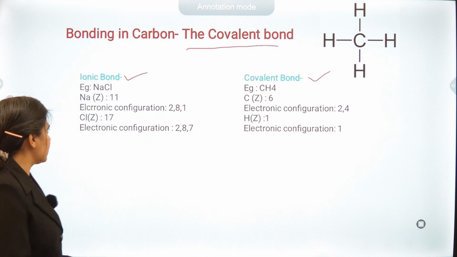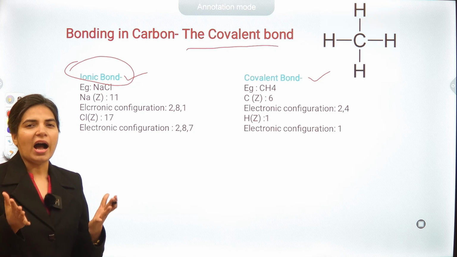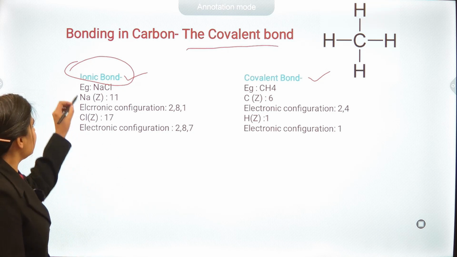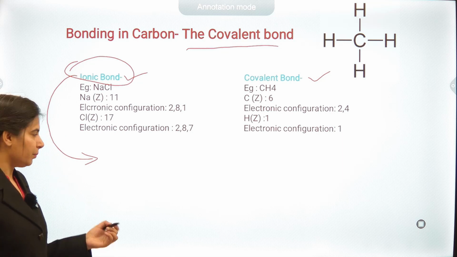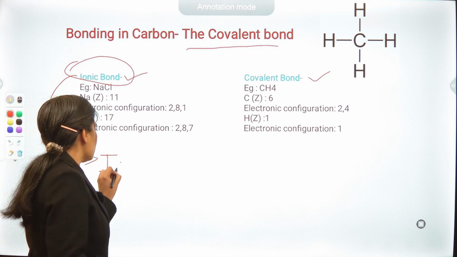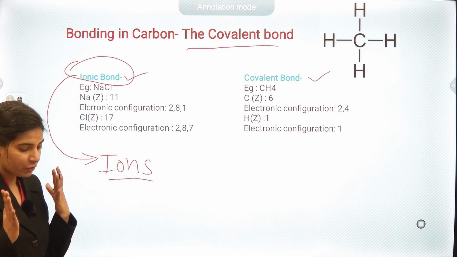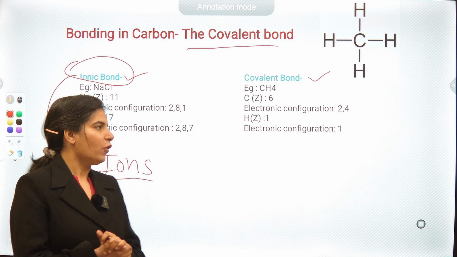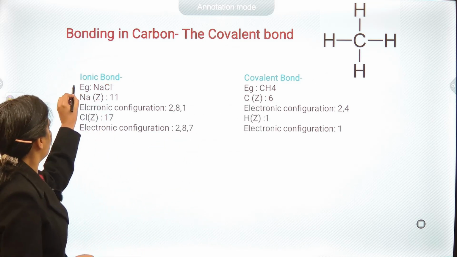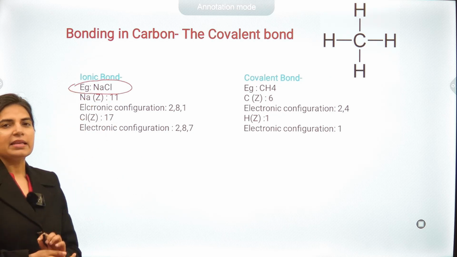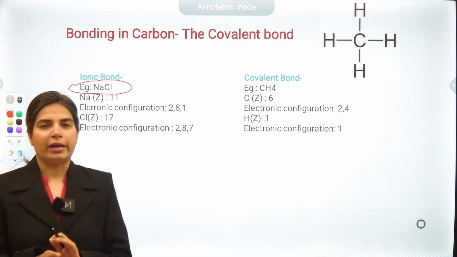Firstly, we are going to discuss ionic bonds. So what are ionic bonds? As the name itself indicates, ionic, it means there is a formation of ions. So if I talk about the example of ionic bond, the very common example is of our NaCl. It is sodium chloride.